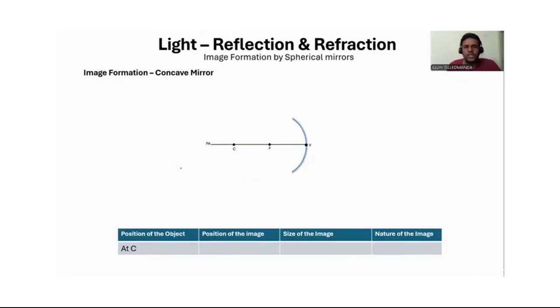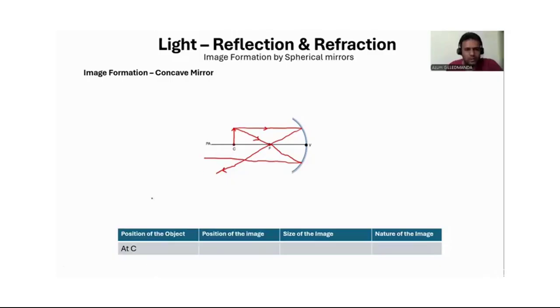What happens when the object is at C? So when the object is at the center of curvature, what will happen? Okay, let's take any two ray diagram. I will put an incident ray parallel to the principal axis. So ideally the reflected ray should go from the focus. Now, what happens if I have a ray passing through the focus and incident onto the concave mirror? It has to reflect back parallelly.